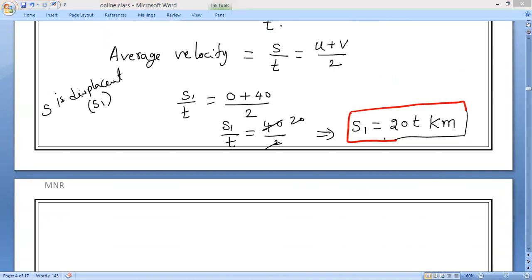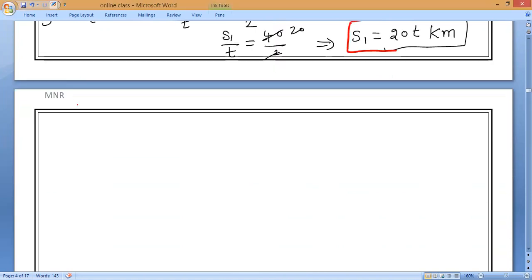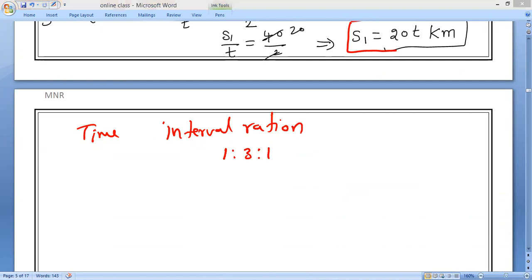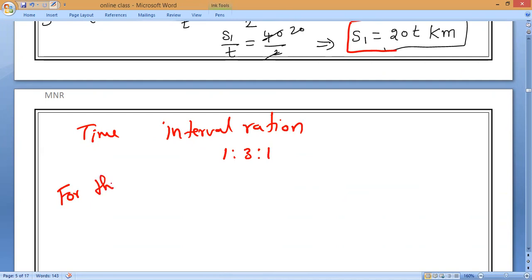Now let's see. They have given the time intervals are in the ratio. What is the time interval ratio? 1:3:1. Okay, guys. Now 1:3:1 means you notice it. Now second one, case one. For the first part, what time do we consider? Time we consider as t.